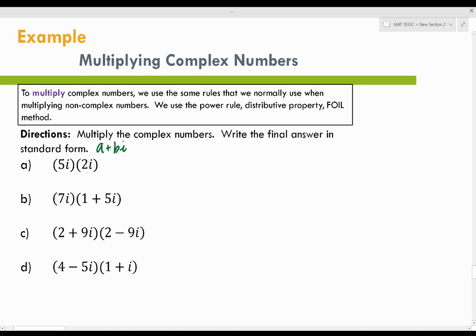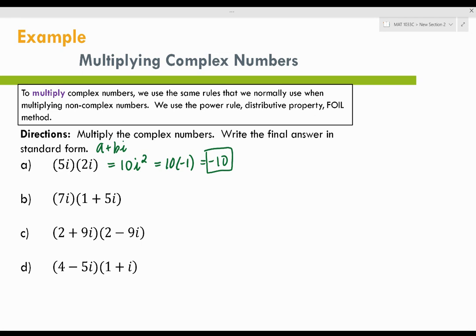So we have purely imaginary numbers for A. We're going to multiply their coefficients together and multiply the i's together. So 5 times 2 is 10, and i times i is i squared. Okay. We know that i squared is equal to negative 1, and 10 times negative 1 is negative 10. Okay. All right, let's look at B.